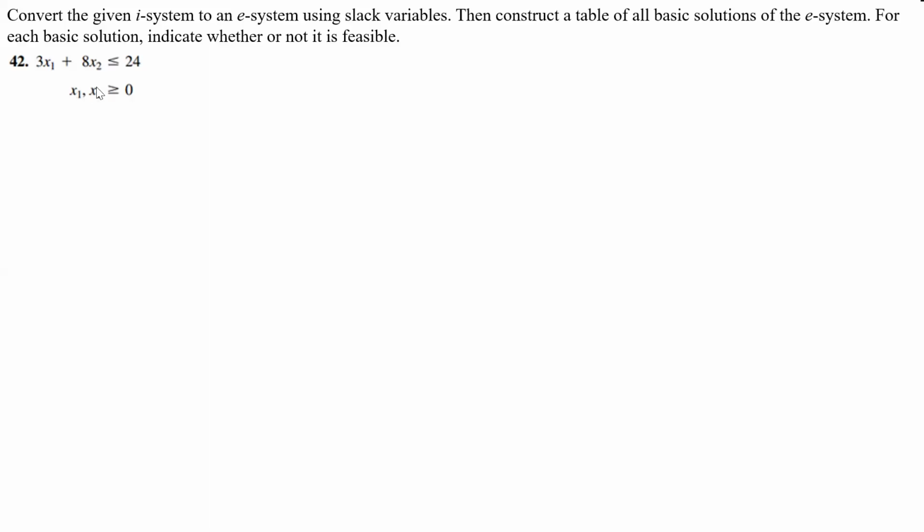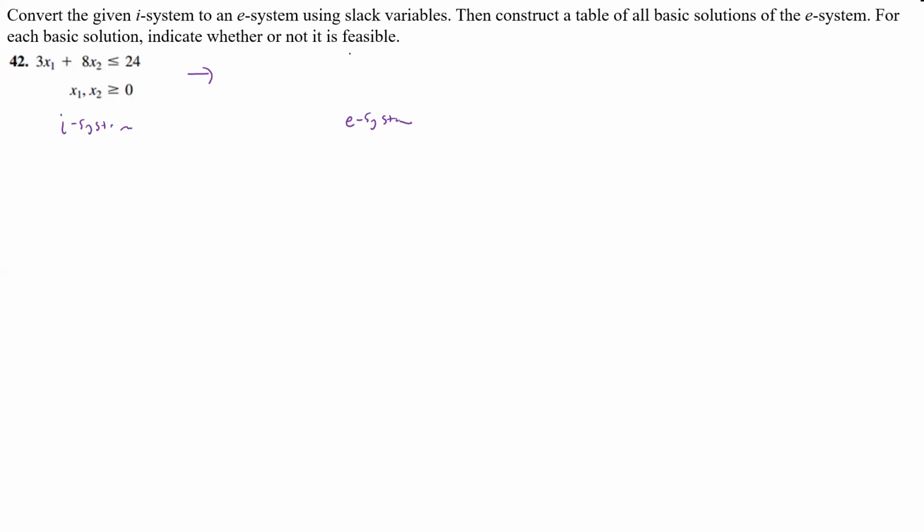All right, so here we're supposed to convert this given I system to an E system using slack variables. Then we're supposed to construct a table of all basic solutions of the E system. For each basic solution, then we'll indicate whether or not it is feasible. All right, so again, this is our I system. And so we're supposed to convert that to the E system. So basically converting it from the inequalities to the equalities.